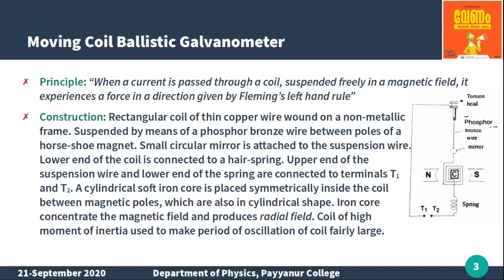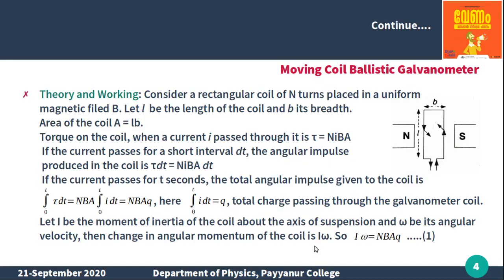And we use a coil of high moment of inertia here. Why are we using high moment of inertia? If you have a high moment of inertia, you will see later in the equation that it will produce the maximum time period for the oscillation. To make the period of oscillation large, we are using a coil of high moment of inertia. Okay, this is the construction. I think you got the construction. Now we will go to the theory and working of that.